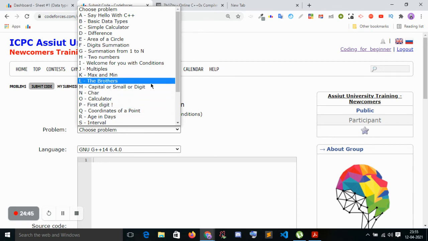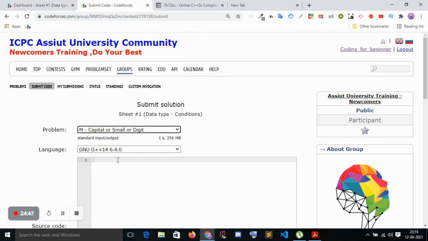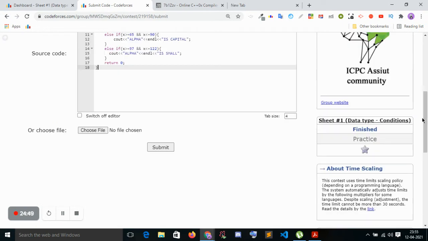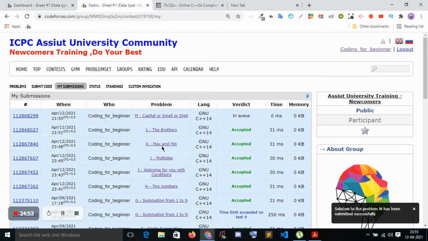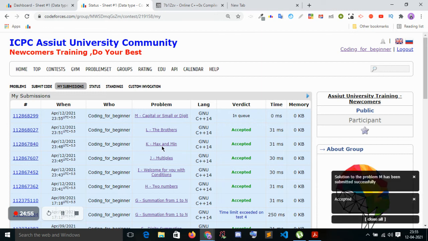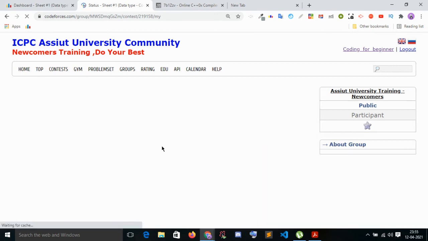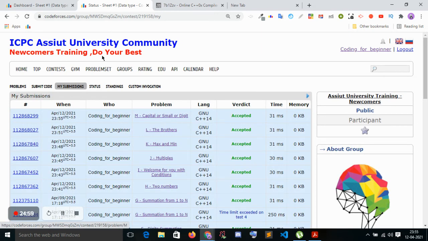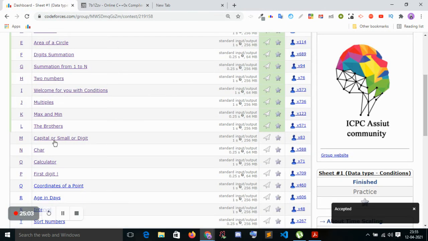So capital is small or big? Let's check. ASCII value is very important. Okay, so it is accepted. So let's try to complete another question. Is char.